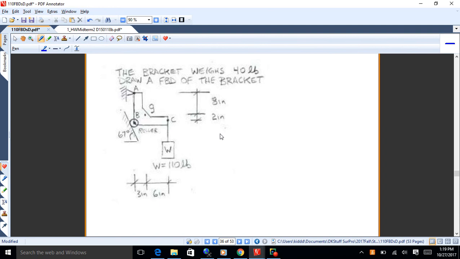Okay, I see a pin joint. What happens at that pin joint? Where's the pin joint at? Right up there at A. That's the pin joint, so I just focus on that.